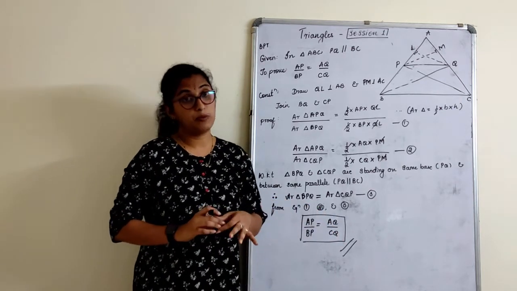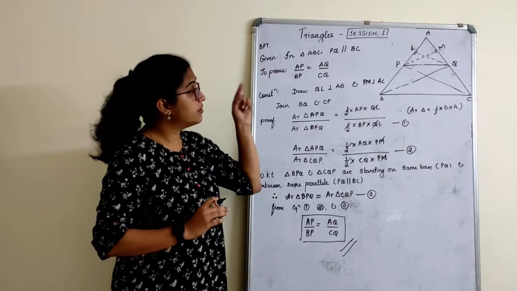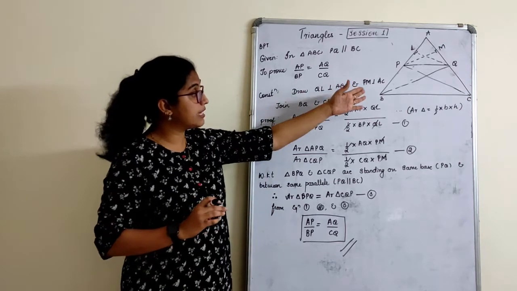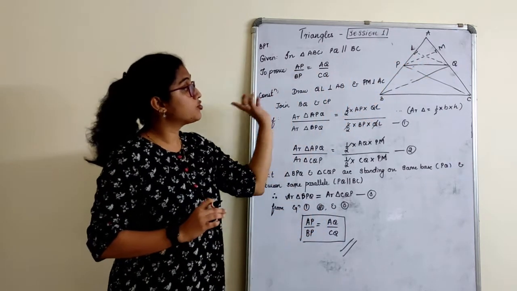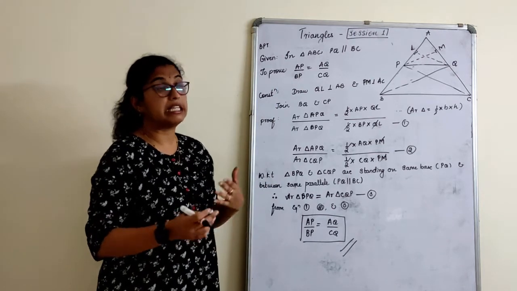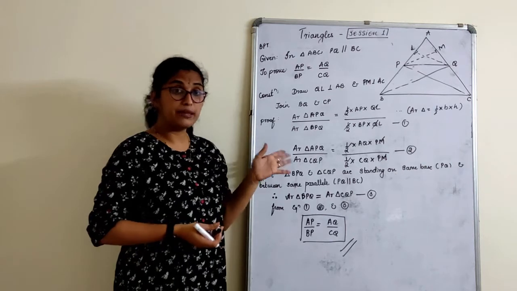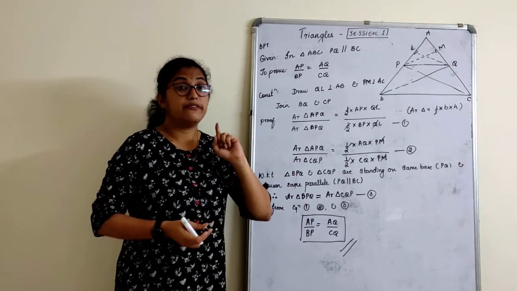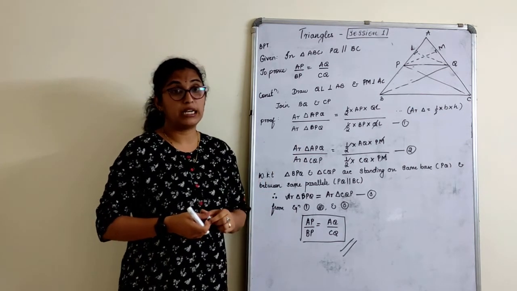This is the basic proportionality theorem, that is, in a triangle, if a line which is drawn is parallel to a side of a triangle, then it divides the other two sides proportionally. Very important theorem, children. Again and again I am telling you this. Mark it. It will usually be asked as state and prove basic proportionality theorem.